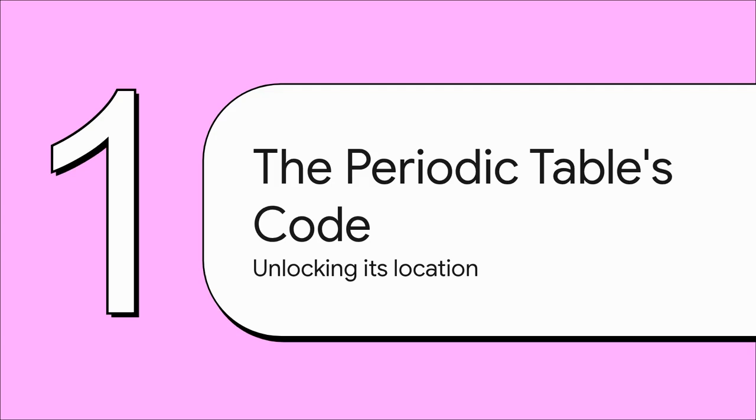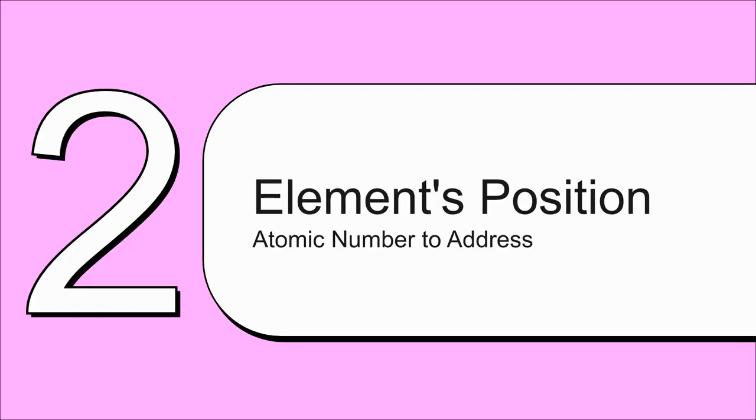Okay, first things first. Before we can do anything else, we have to understand the basic logic of the table's layout. This is step one to cracking the code. All right, let's get our hands dirty and actually crack this code. Our first mission is to learn how to put any element in its proper home on the table. And the key to all of this is its atomic number, the number of protons it has. We're going to use that one single number to find its exact address, its row, which we call a period, and its column, which we call a group.